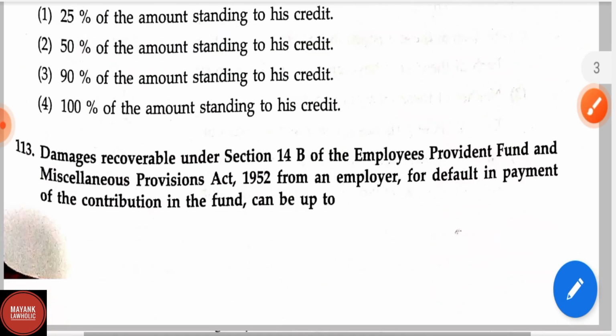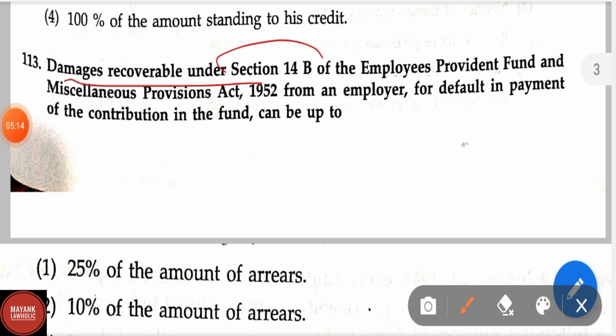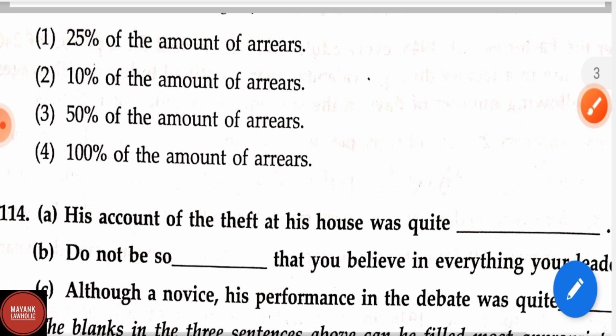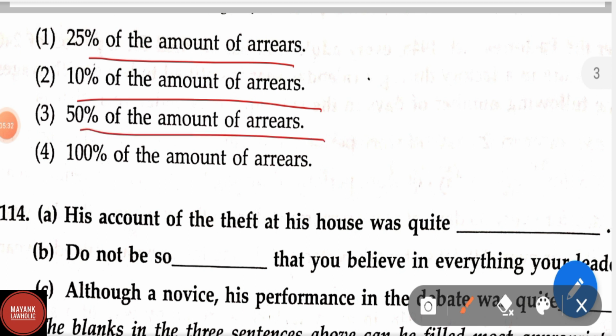Now let us see the question number 113. Damages recoverable under section 14B of the Employees Provident Fund and Miscellaneous Provision Act 1952 from an employer for default in payment of the contribution in the fund can be up to, options are 25% of the amount of arrears, option second 10% of the amount of arrears, option 3 50% of the amount of arrears, and option 4 100% of the amount of arrears.